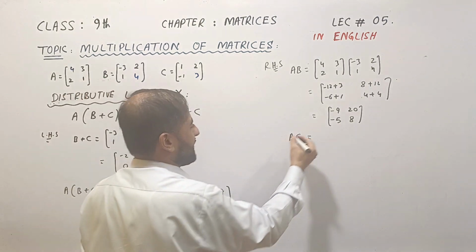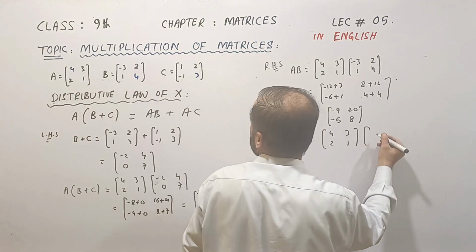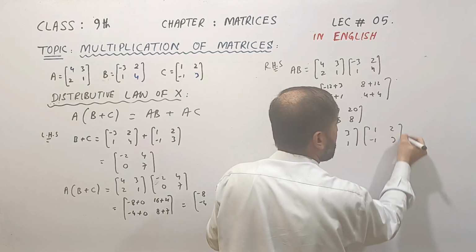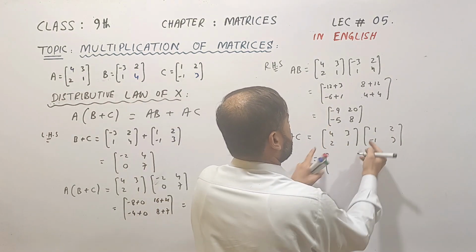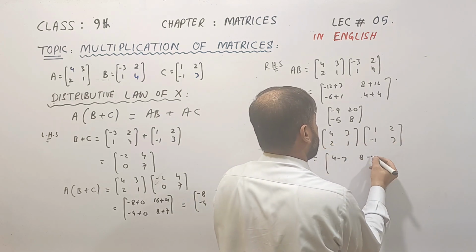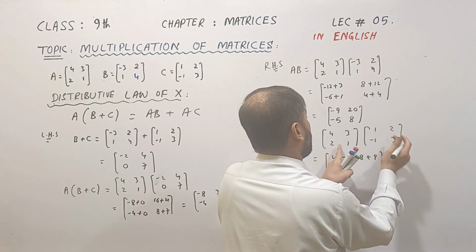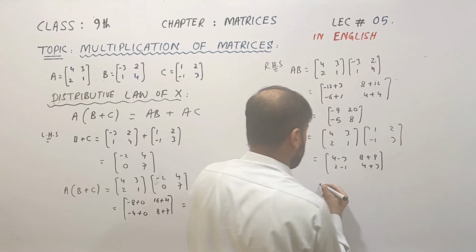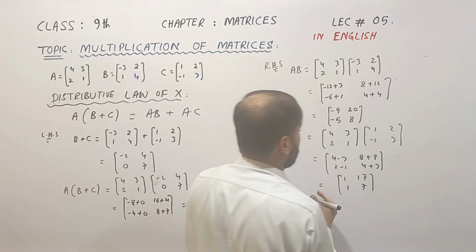Now students, AC. Matrix A, 4, 3, 2, 1, and C, 1, 2, minus 1, 3. Multiply them. 4 minus 3. 8 plus 9. 2 minus 1. 4 plus 3. So it will be 1, 17, 1, 7.